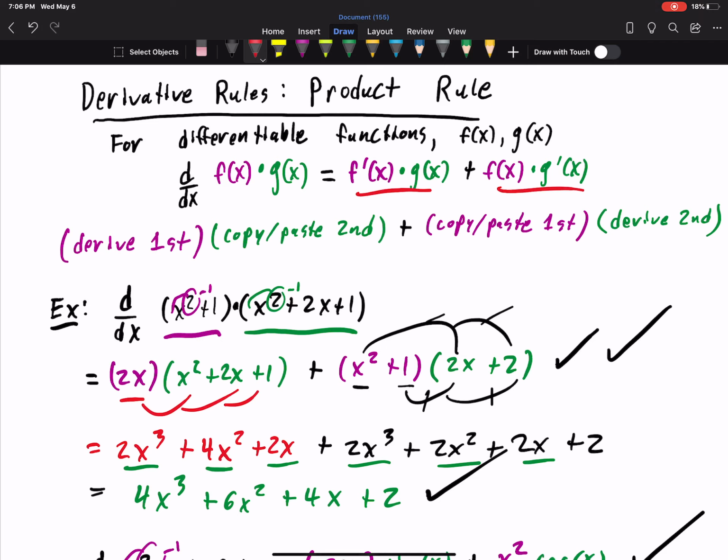Hopefully that makes sense. If you need more practice than this, please check out the manifold examples that are below. And there's also going to be some involving trig, some involving exponentials, and some that involve finding tangent lines, just like what we did with the power rule. So check those out and try to do as many of those as you can without help. That's my challenge to you.